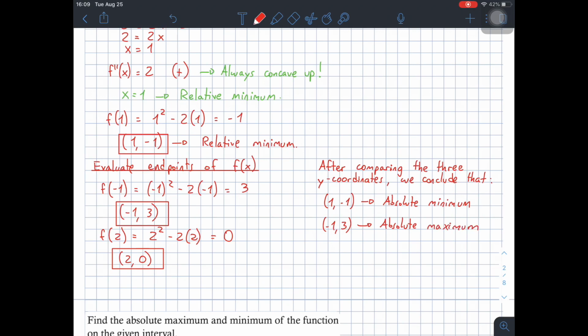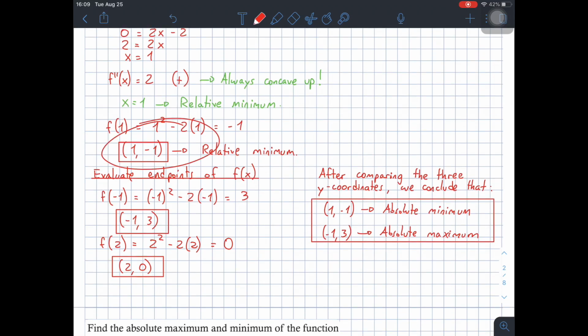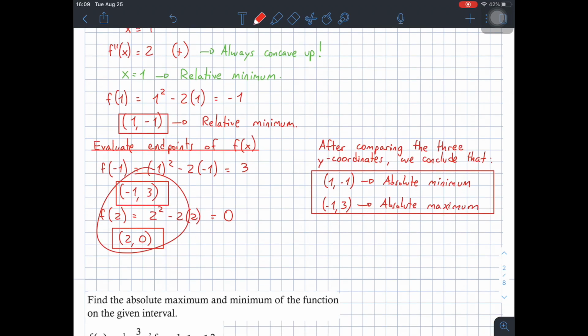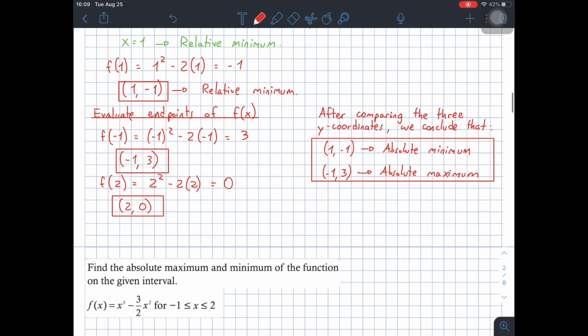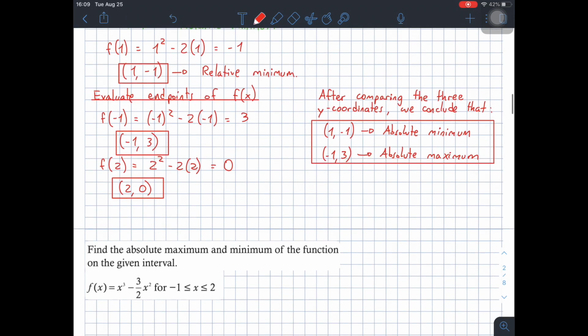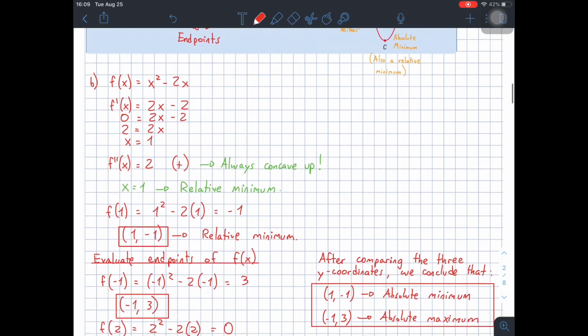Okay, so that's all we need to do in order to determine absolute or general extrema. We need to, first of all, find the relative maximum and minimum points, then evaluate the function at the endpoints, and then compare the y coordinates in order to conclude which one is the absolute maximum and which one is the absolute minimum. Okay, so I hope this was clear.